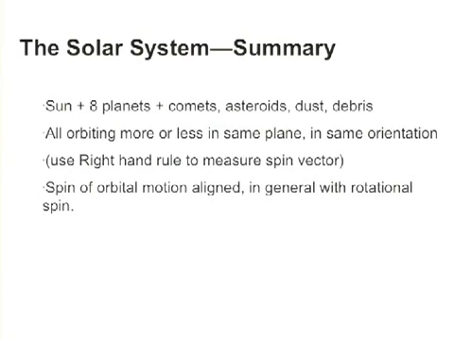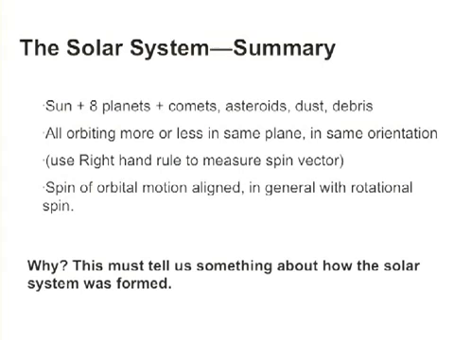So the angular momentum of all the planets in their orbit points up, but the angular momentum of the planets' spin also points up. Everything in the solar system, with small exceptions, has the angular momentum matched. Why? How did that happen? That's a fundamental question. This has to tell us something about how the solar system was formed.